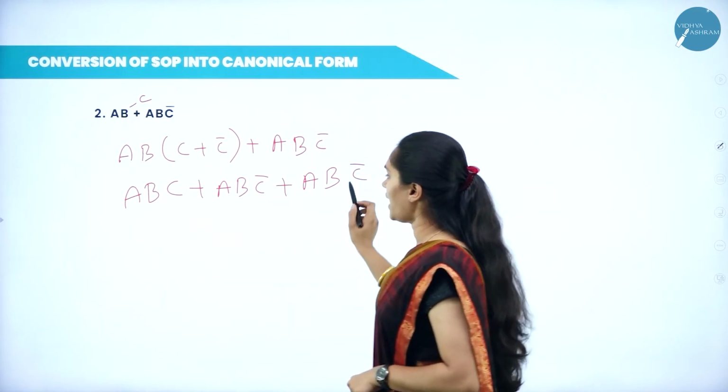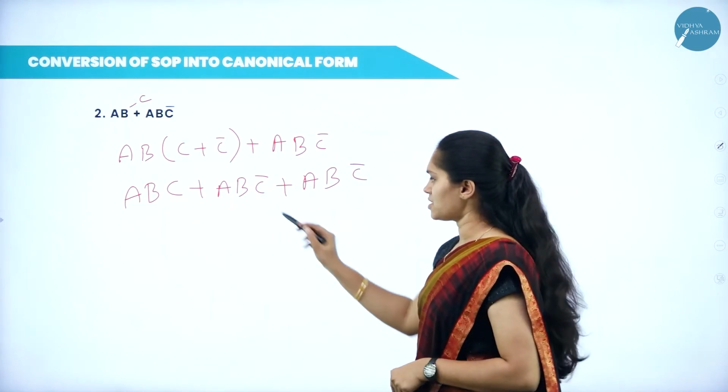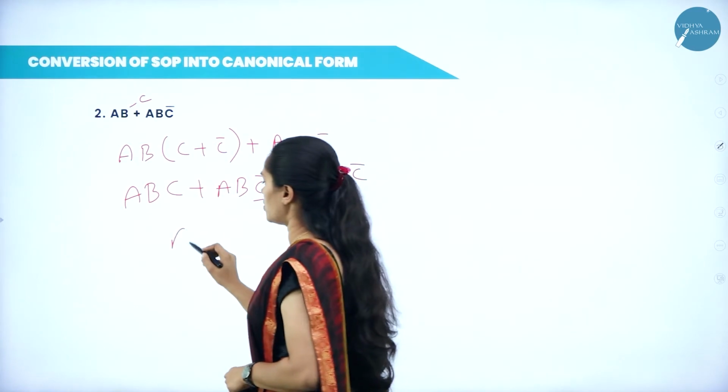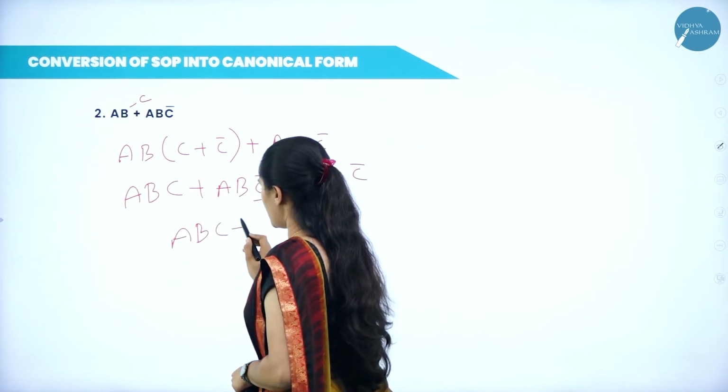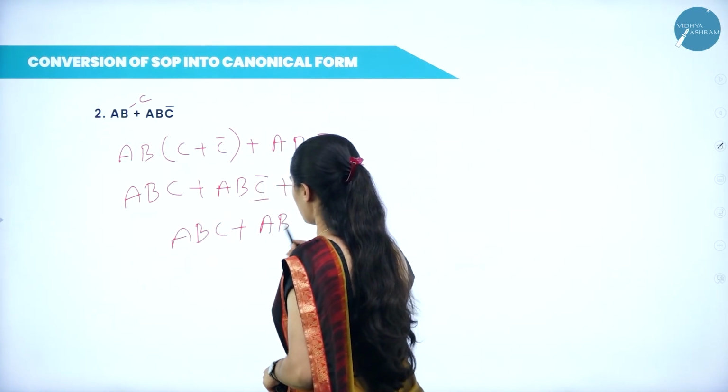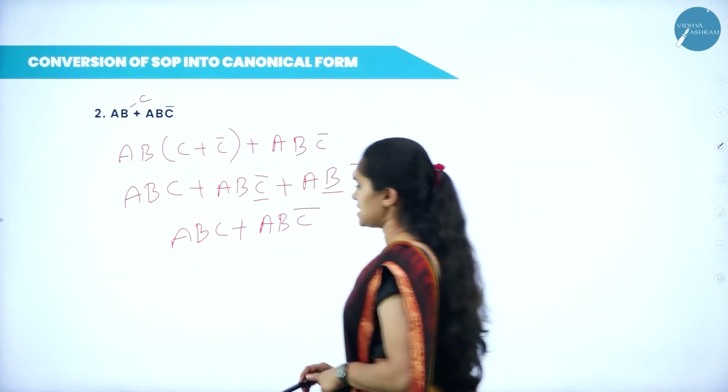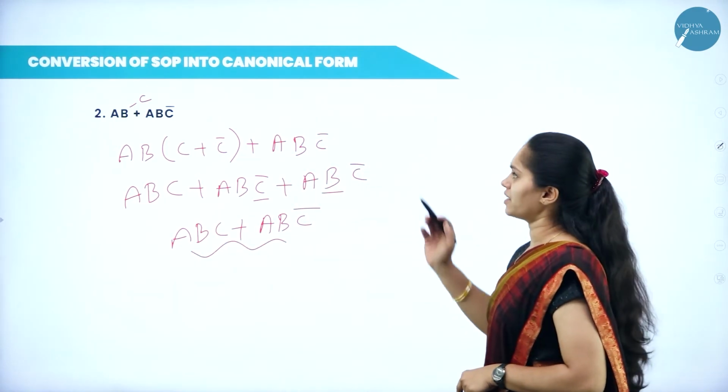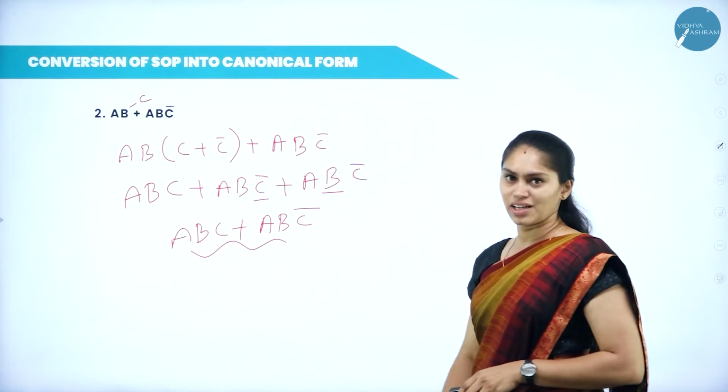So now I have to find which is the repeated variable. So this is the repeated variable. So instead of writing it twice, I will just write it only one time. So it will be AB C bar. This is how we are going to do the conversion of SOP into canonical form.